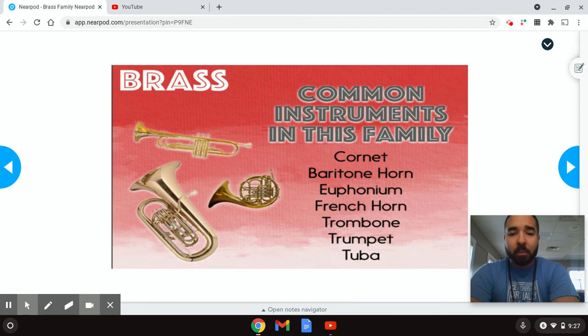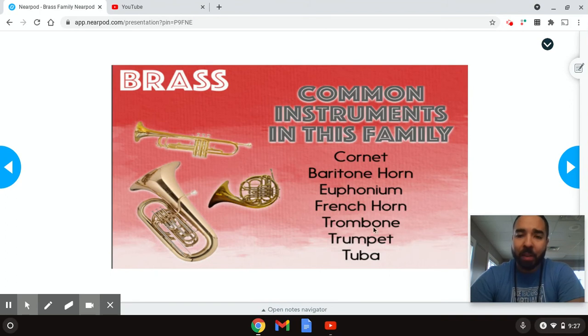The French horn is the instrument you just saw in the previous slide, and also that third instrument right there on the right, that smaller, windier one. You also have the trombone, which most of you may have seen before, the big one with the big slide that goes like this. The trumpet, which is the most popular of all brass instruments, and probably all instruments in general. It is very, very popular. And then the last and final instrument, the biggest of all instruments, is the tuba.